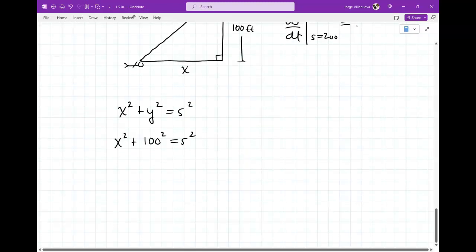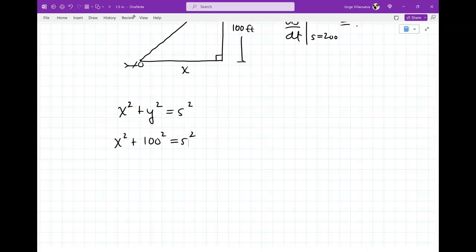Okay? Now, I'm not going to work out what 100 squared is. It's going to be a waste of my time, because when I take the derivative of 100 squared, what is it? It's zero. It's a number, right? It could be a million, a billion, a trillion. I don't care. It's a number. So the derivative of a number is zero. So this is going to be 2x dx dt plus 0 equals 2s ds dt.